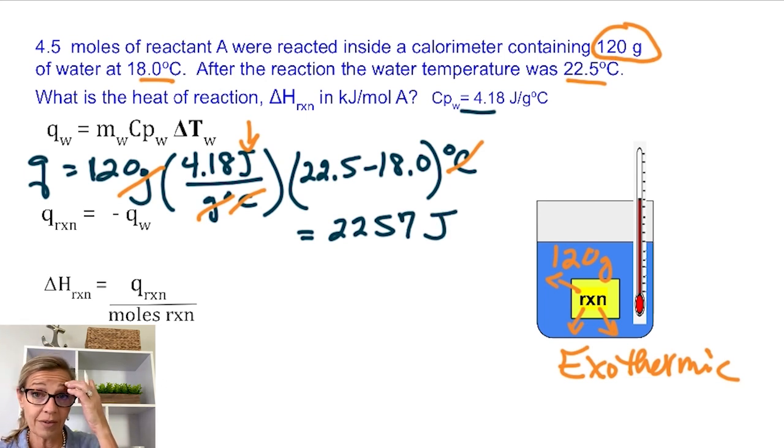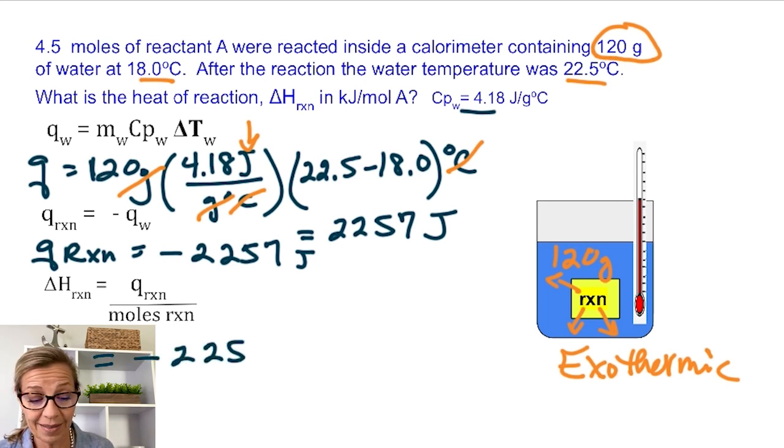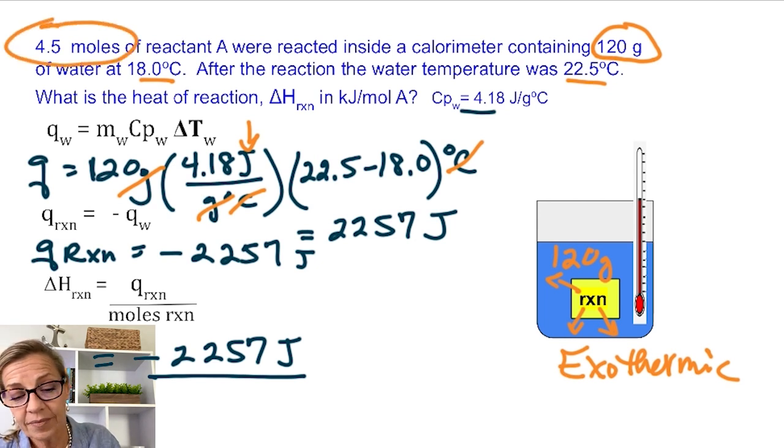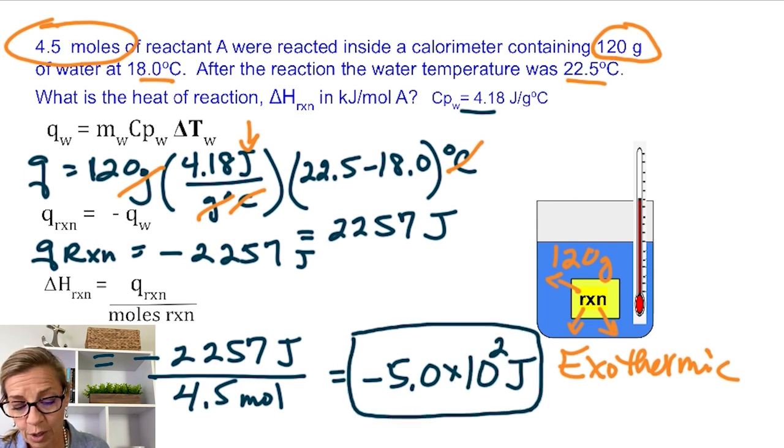Okay, now I know I've got too many sig figs. I'll hang on to them until the end. So the water absorbed that, and so the reaction produced that. So I'm going to give it a negative sign here, right? Equal and opposite. This is exothermic. So the enthalpy change for the reaction is the heat that it produced in joules divided by how many moles did we use to get this, right? The scale of the reaction. So divided by 4.5 moles, and we get negative, now I'll fix my sig figs, basically 500 joules per mole.